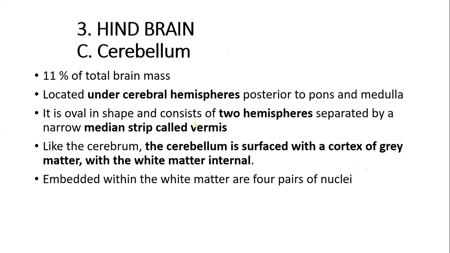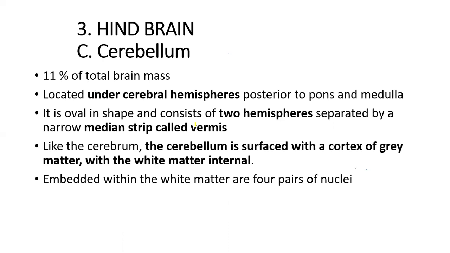So the other 11% is for the cerebellum. So 83 plus 11, that is 94%. 94% of the total weight of the brain is made up of the cerebrum and cerebellum. Which means the other parts of the brain, including the brain stem, make up the remaining 6%. So you can see how important the cerebellum and the cerebrum are.